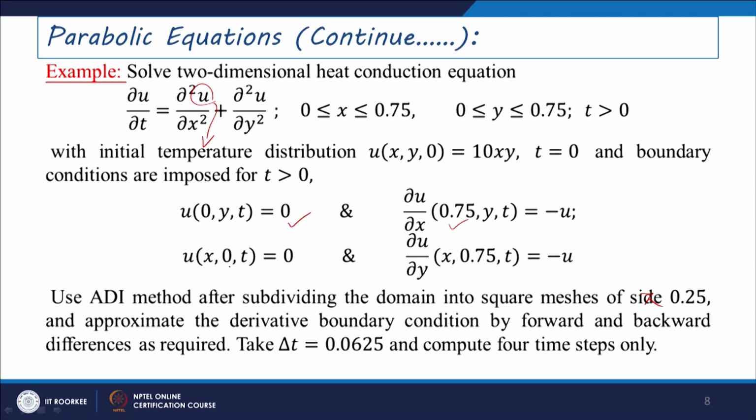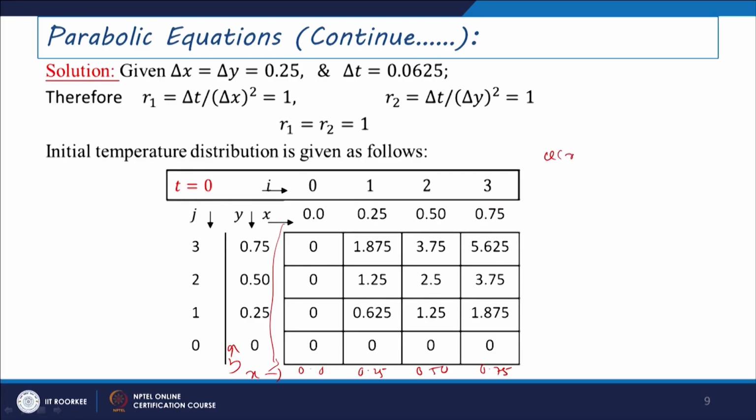Especially for the boundary condition at y equals 0, it is given as u equals 0, a Dirichlet condition, and the derivative condition, that is del u by del y at the last boundary, is taken as minus u there. So, if you first consider u of x, y, 0 equals 10 x y here, suppose. Then the first coordinate is 0, this is 0, so it can take the value 0 here.